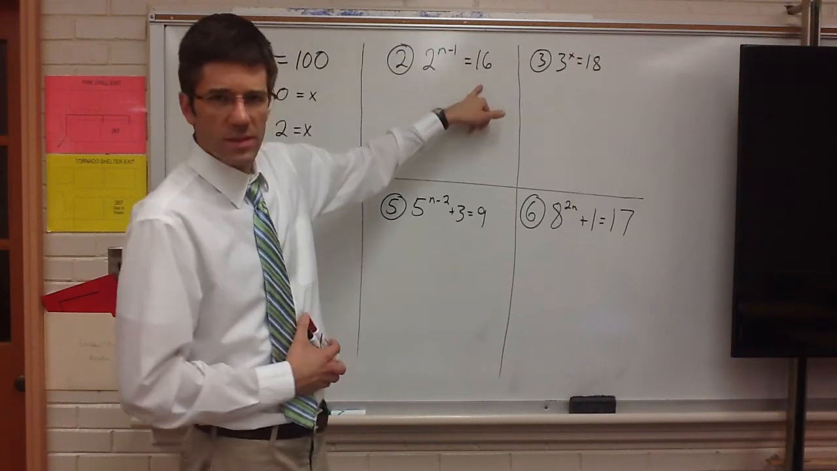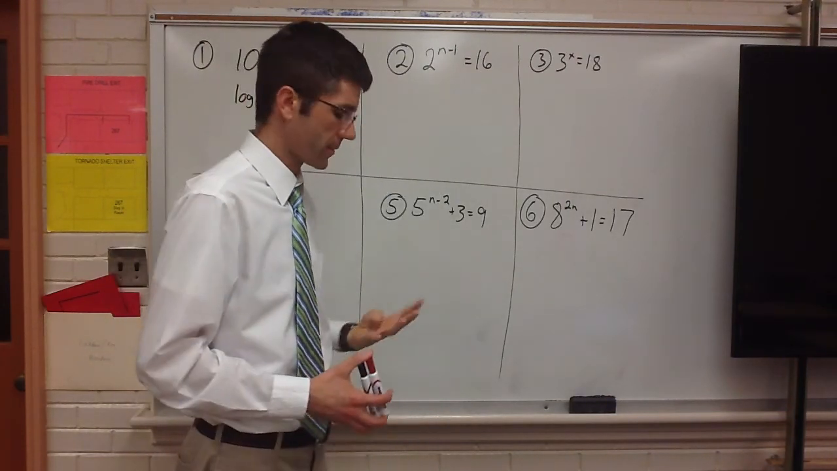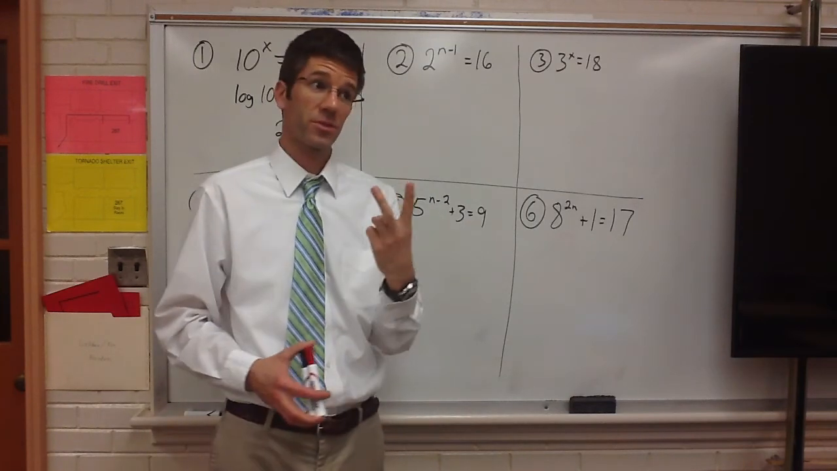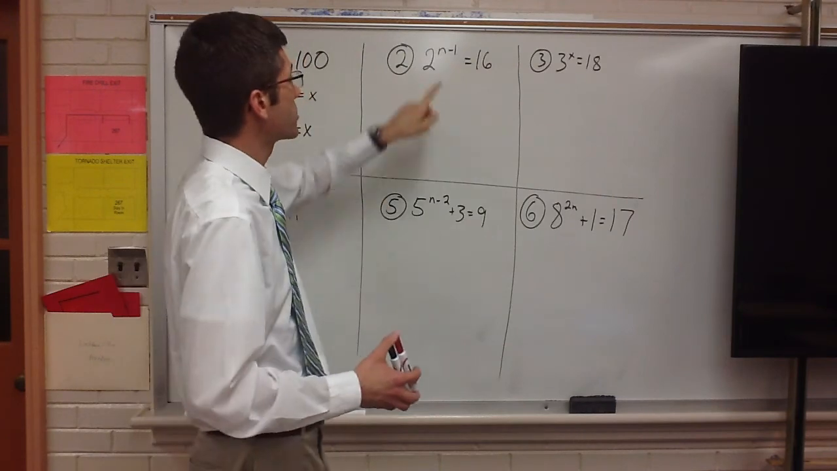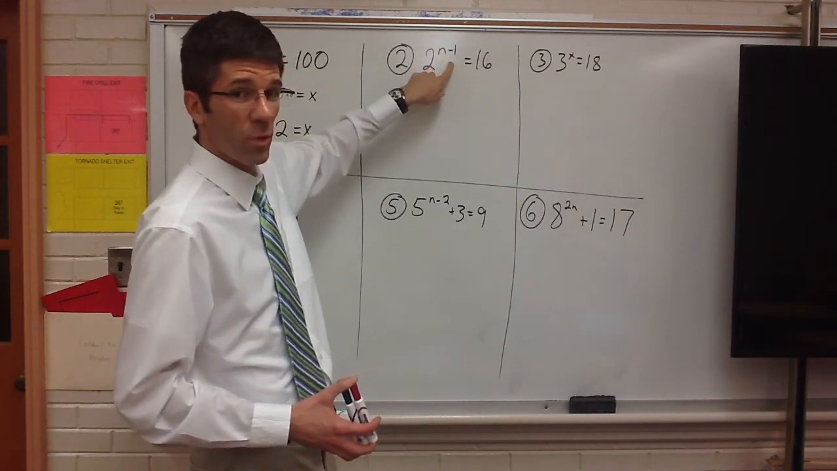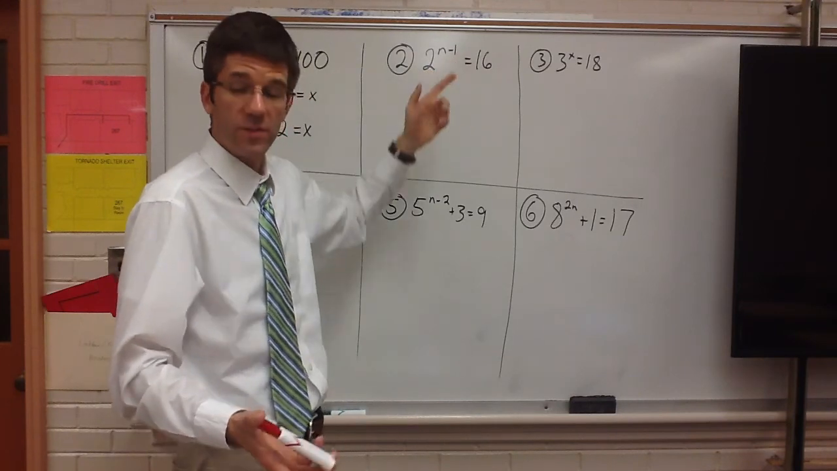2 to what power gives me 16? How many 2's would I need to multiply together to give me 16? I think I just showed you the answer by accident. 2 times 2 is 4, times 2 is 8, times 2 is 16. So we have 4 2's. So this exponent better equal 4. So in my head I say something minus 1 equals 4. And the answer is going to be 5.